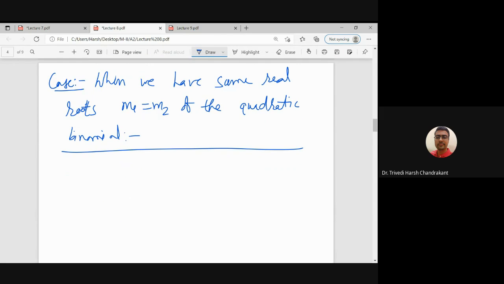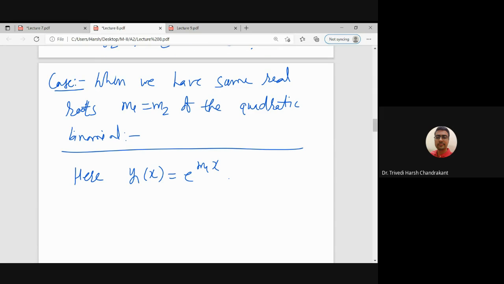Yeah, so in this case, what to do? Here we know that the first solution we can get is y1(x) equals e power m1x. But the second function, if we find, will be e power m2x, but m2 is equal to m1. That means essentially we are getting the y1 function itself, right?